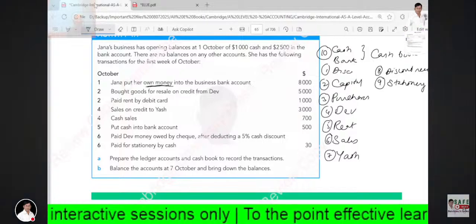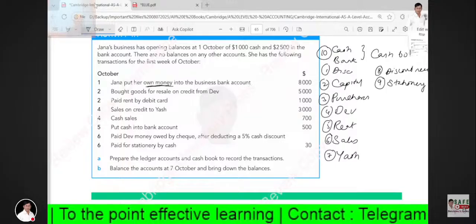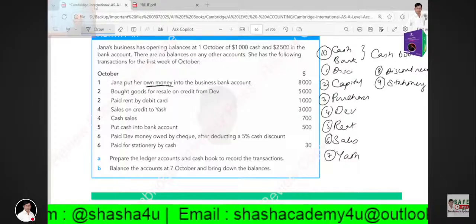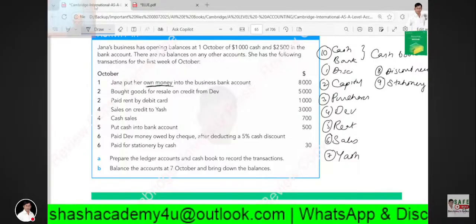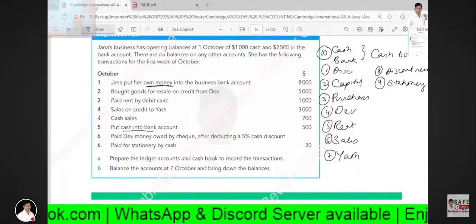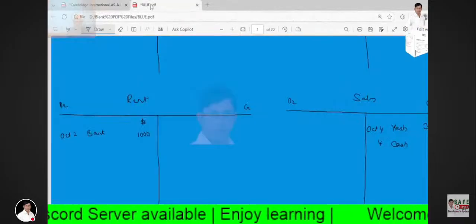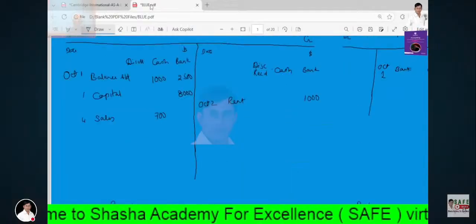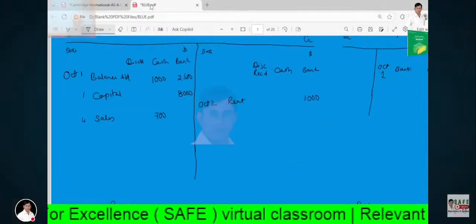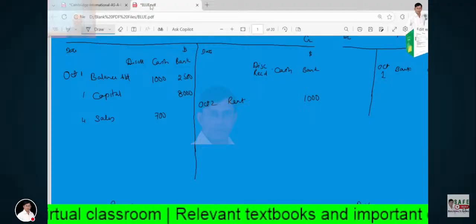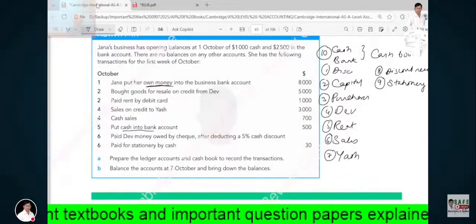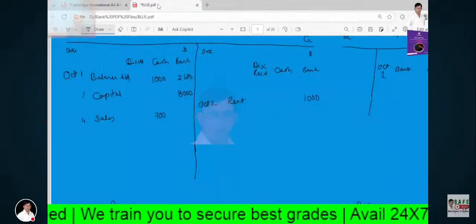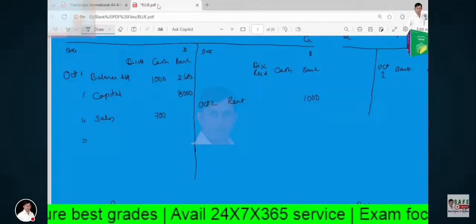Paid cash into bank account 500. What date? 5th. Paid cash into bank, so cash is coming in the bank. Paid cash into bank, so money is coming in the bank. 5th, 500.